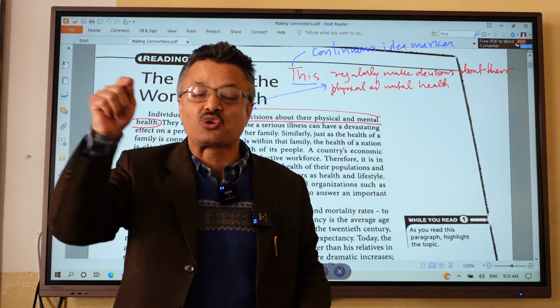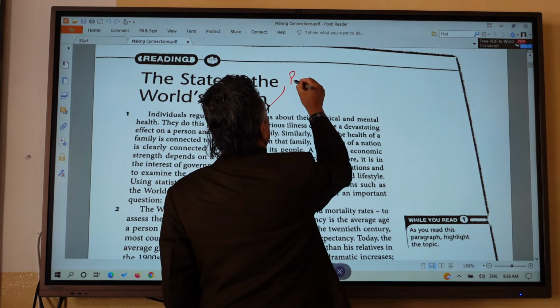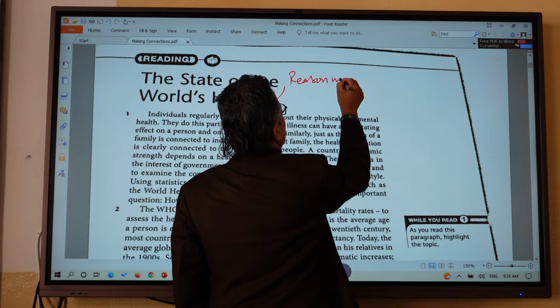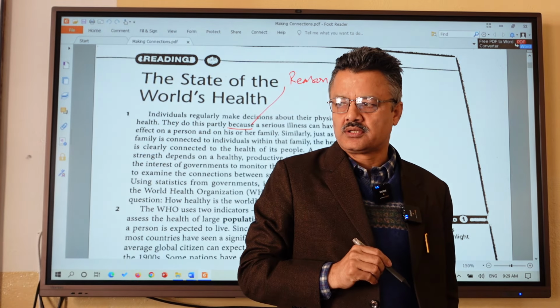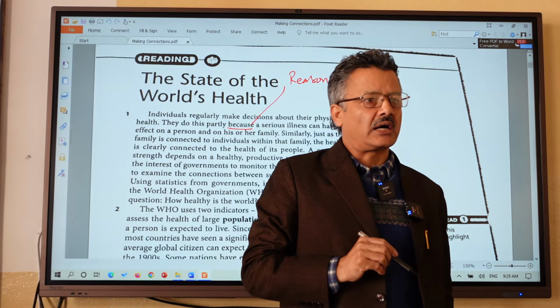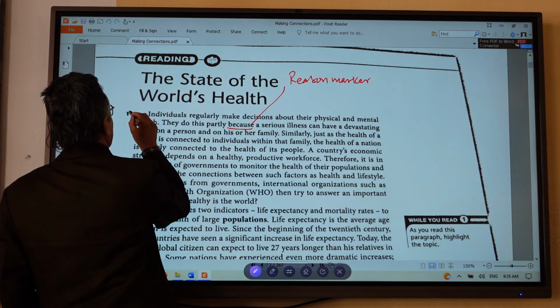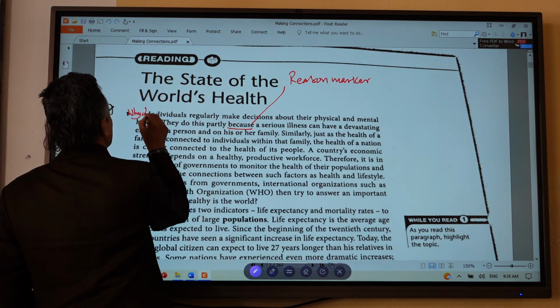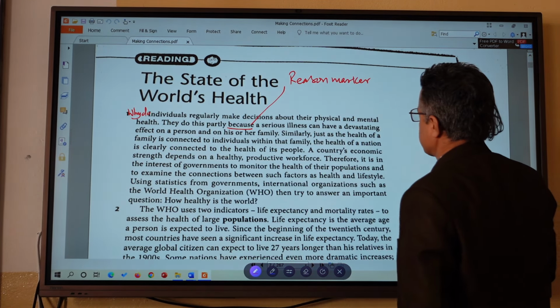They do this partly because, now look, because this is called a reason marker. What do you call it? Reason marker. A word that marks the reason for doing something. Ask a question here. Why do individuals regularly make decisions about their physical and mental health?